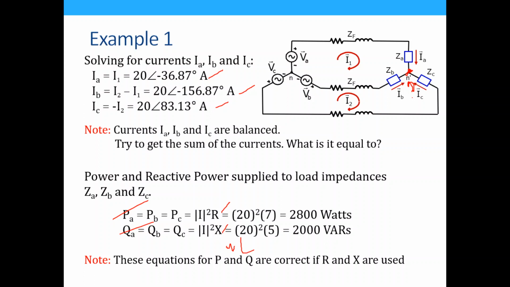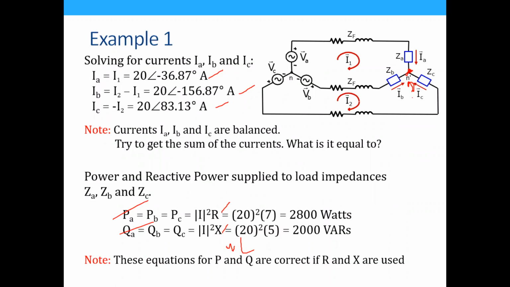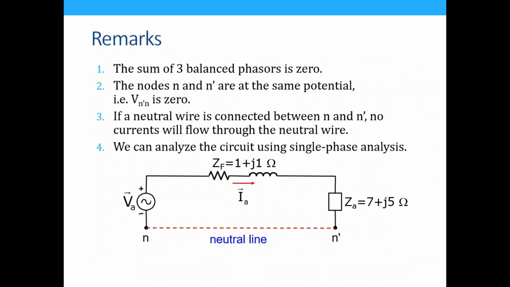Alright, so some remarks. When you sum the currents, their balanced three-phase, the balanced currents will have a sum of 0. Okay? And from here, you can actually see that the nodes N and N prime are at the same potential. If you want to prove that, you do nodal analysis using these nodes right here. Okay? So they are of the same potential, i.e., their potential difference is 0.